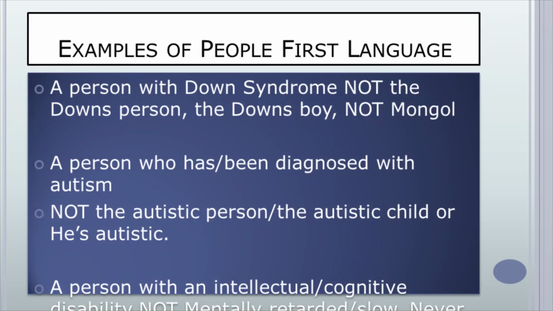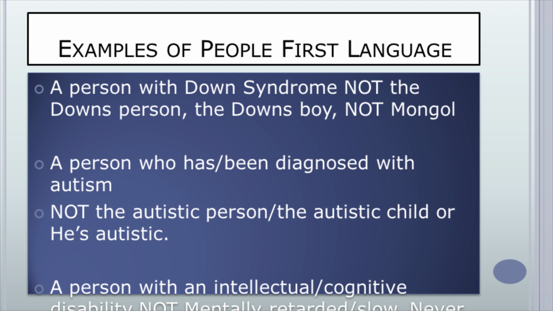Looking at some examples of person first language, we would say a person with Down syndrome, not the Downs person, not the Downs boy, and not Mongol. Mongol is not a term that is used anymore. I remember way back when I was in school, it was acceptable to say. It's considered a derogatory term now. We'd say a person who has been diagnosed with autism, or an individual with autism, trying not to refer to them as the autistic kid or he's autistic. I mean, if you say these things, it's not the end of the world. We're just trying to move forward with person first language, recognizing our guests as people.